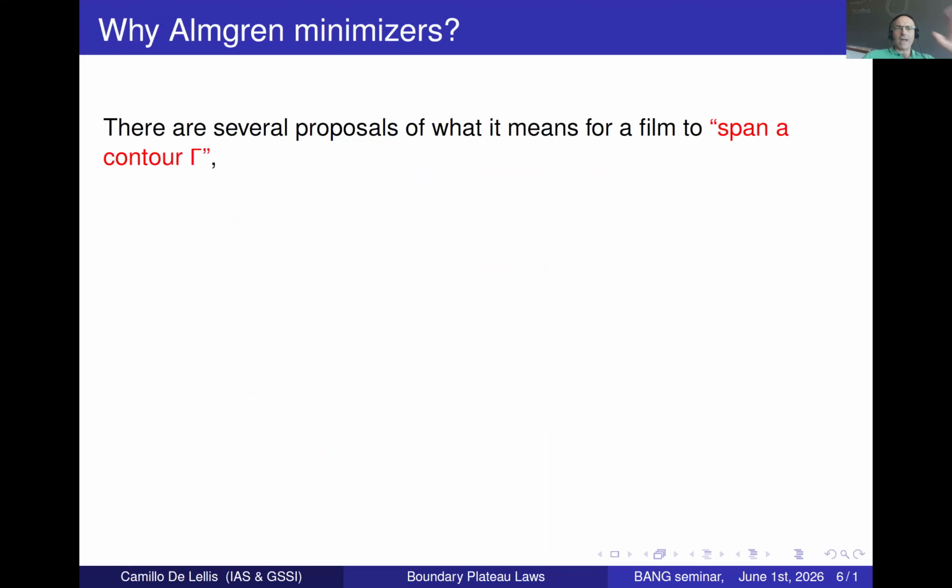Okay, so now why actually did she pick Almgren minimizers? So, in fact, you see the surfaces that we're dealing with, they're not smooth oriented surfaces or even smooth unoriented surfaces. So we need to understand what it means for a film to span a contour gamma, if it is just a general closed set E.